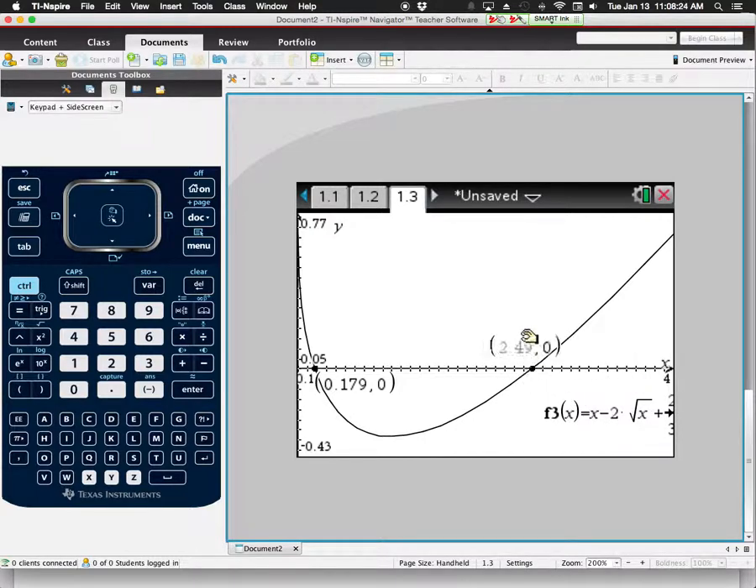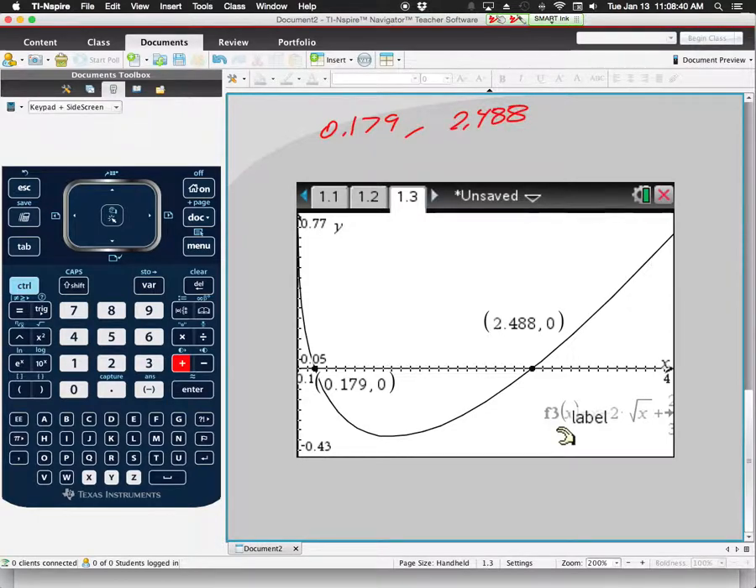Now, what do I do in this case when it only gave me 2 decimals and I need 3? Hover over it and do a plus. So I get 0.179 and 2.488. What's going on with those two values? That kicks out the y value that is the same as the average y value.